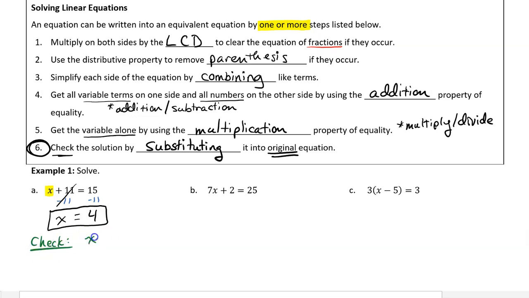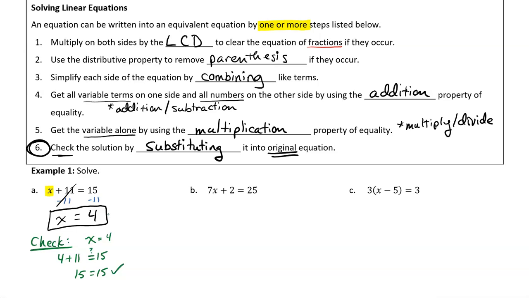I want to make sure that x equals 4 is my solution. I'm going to take that 4 value, I'm going to plug it into my original equation and see if it's true. So I'm asking myself, is 4 plus 11 equal to 15? And yep, it is. That one's easy. So we can say for sure that yes, this is our solution. X equals 4.